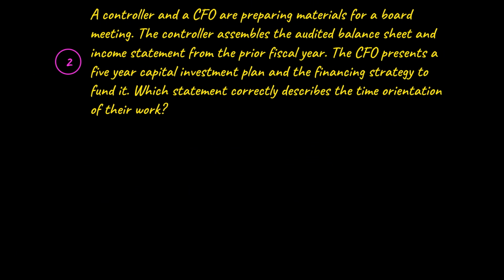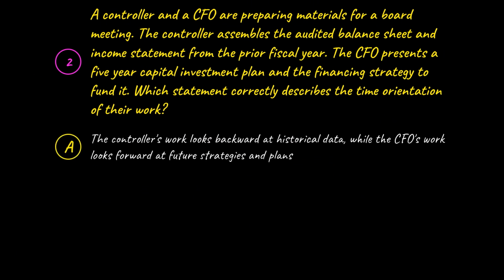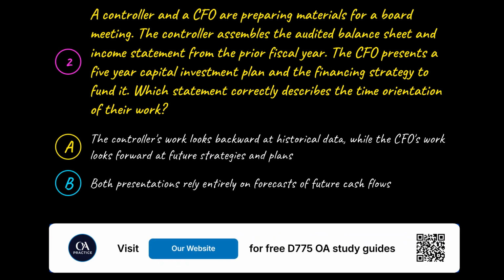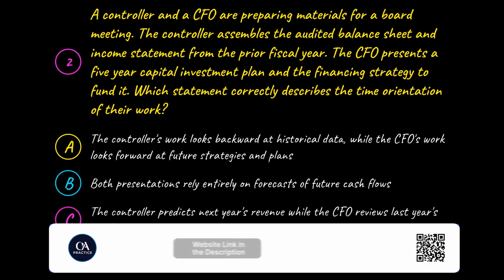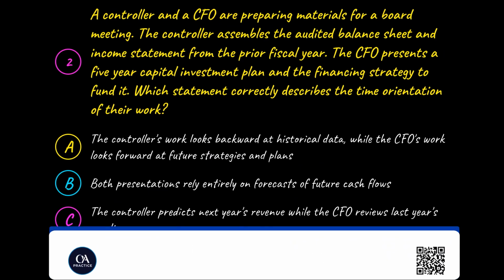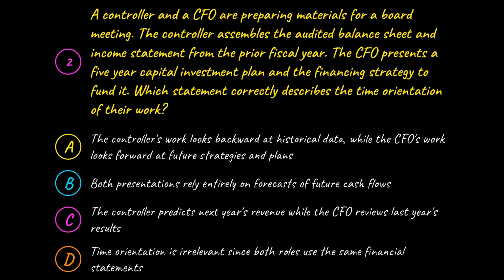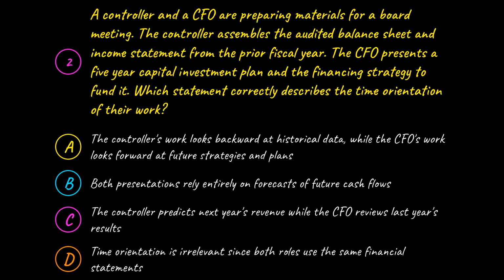Your options are A. The controller's work looks backward at historical data, while the CFO's work looks forward at future strategies and plans. B. Both presentations rely entirely on forecasts of future cash flows. C. The controller predicts next year's revenue while the CFO reviews last year's results. D. Time orientation is irrelevant since both roles use the same financial statements. Take a second. Which answer would you pick?